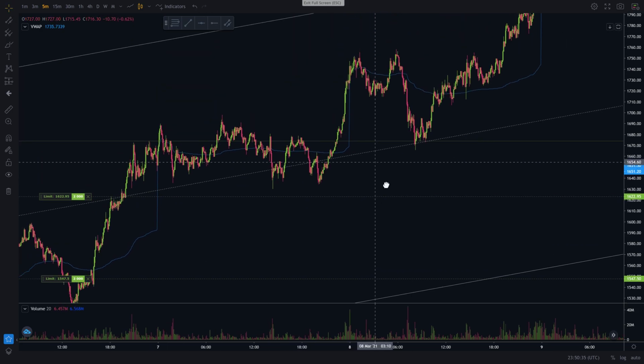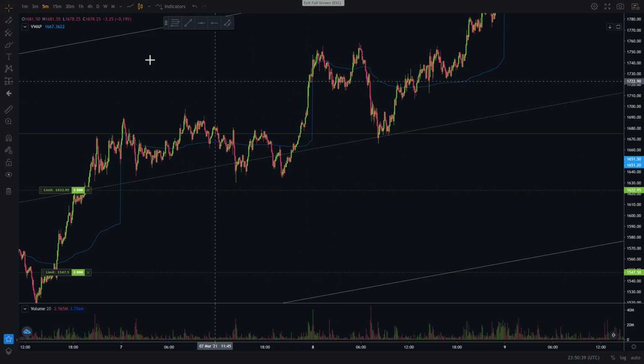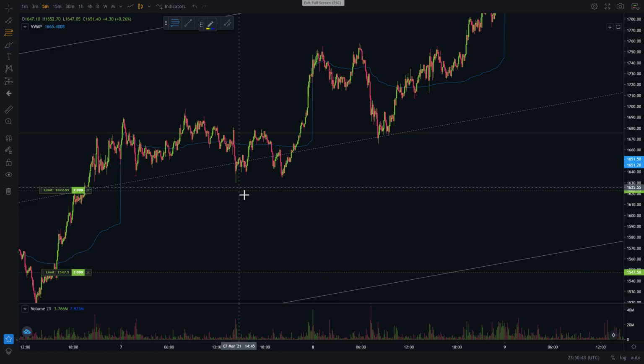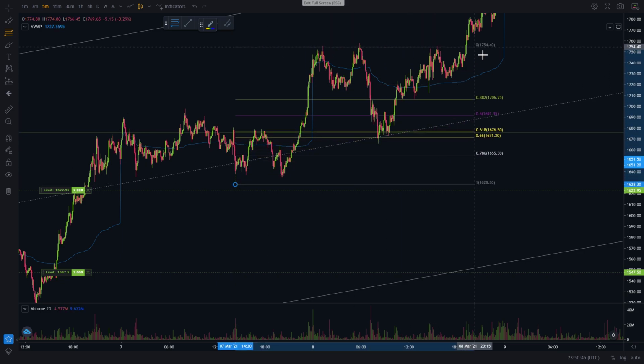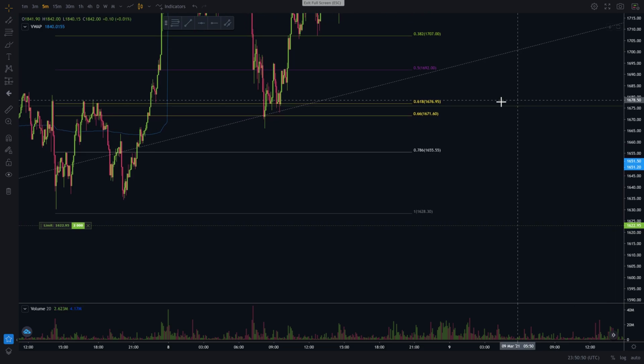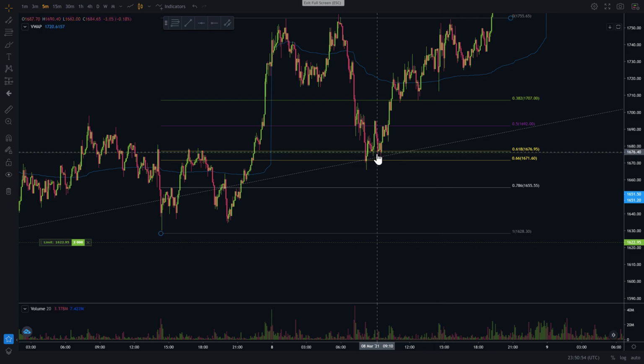This drawing tool I use as a confluence. You don't use it alone, but if you want to enter, of course, you make, for example, your Fibonacci's. And now you can see we have double confluence over there. So it's not just midline.